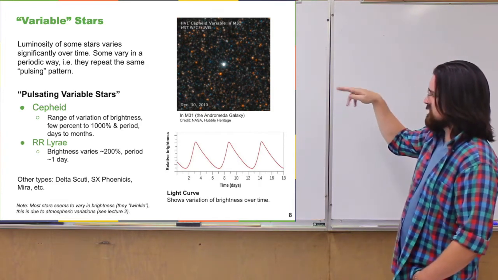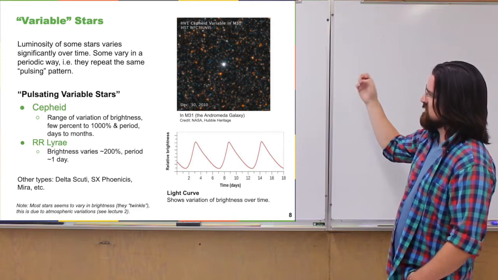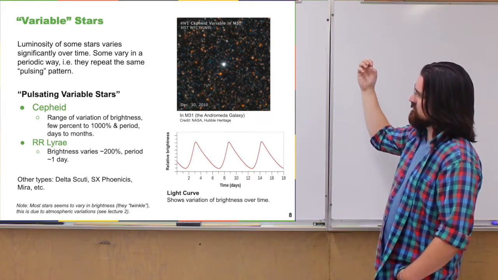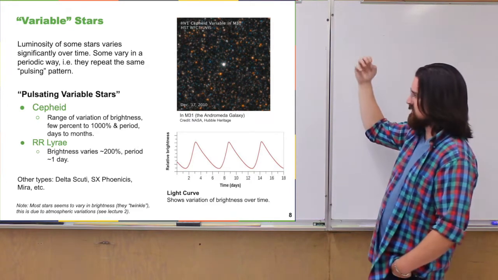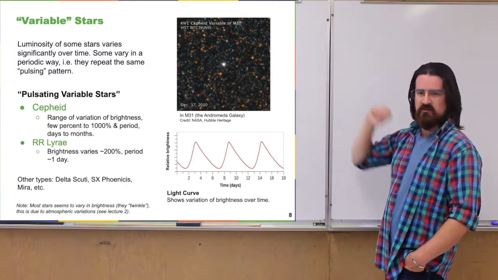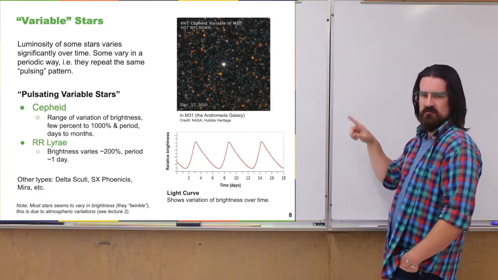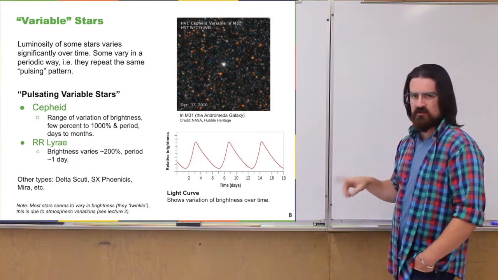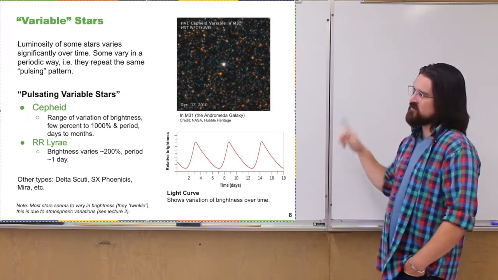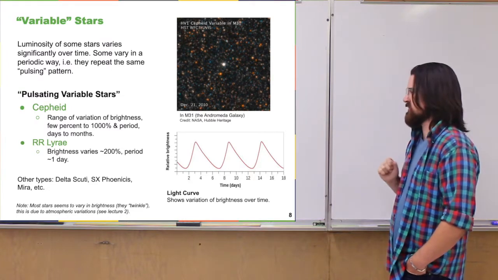And so you can see as the time advances, the star gets brighter, dimmer, brighter, dimmer, and it does this in a very nice repeating way. If you were to graph the brightness of the star over time, you get what's called a light curve, and it will look something like this for our pulsating variable stars.